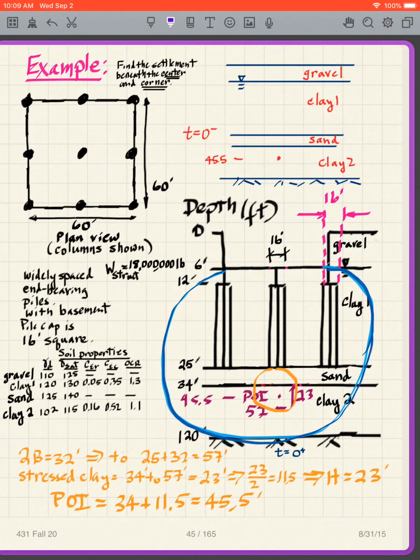Okay, we want to do another example here for a type 2 foundation. We are going to find the settlement beneath the center and corner of this structure that is 60 feet by 60 feet, and we've got one center column, 4 edge columns, and 4 corner columns.